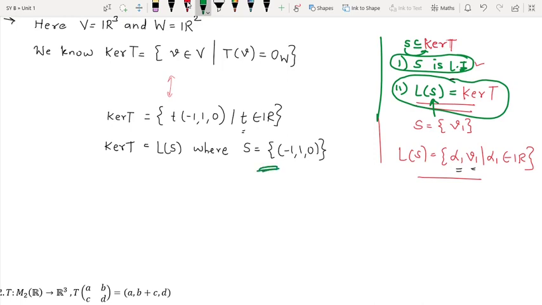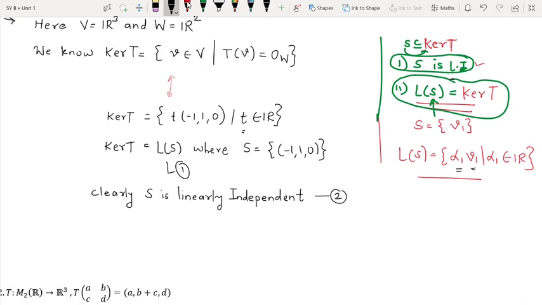But it is clearly linearly independent. Why? Because this set contains a single non-zero vector, and I have told you that a set containing a single non-zero vector is always linearly independent. Let us call this 1. So clearly S is linearly independent. If it is not clear whether S is linearly independent, then we have to check, right? But in this example we understand immediately. So I directly wrote it, and let us call this 2. So from 1 and 2 we can say that S is a basis of the kernel of t.